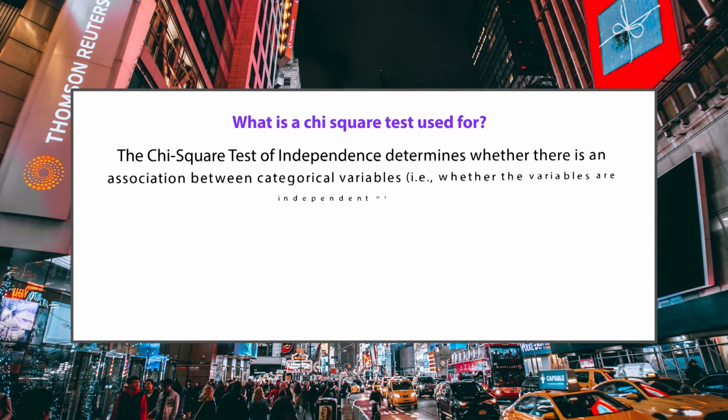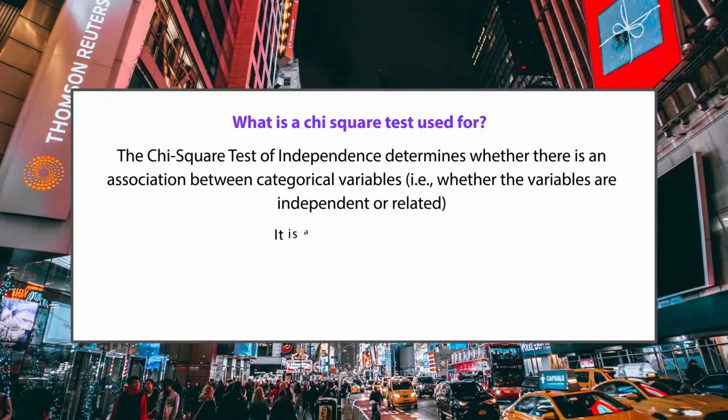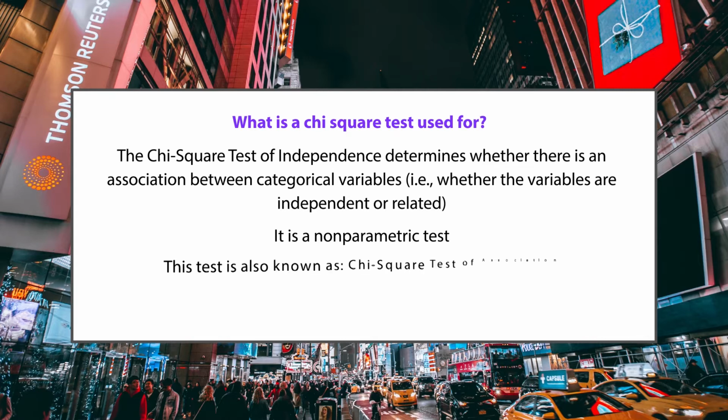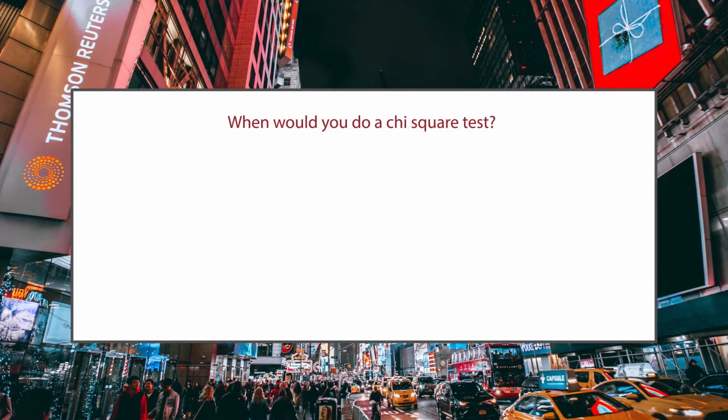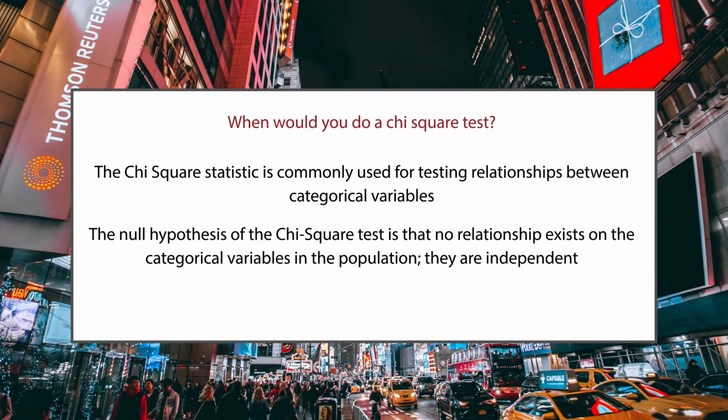Now comes the FAQ, and this is quite important: what is the chi-square test used for? The chi-square test of independence determines whether there is an association between categorical variables, that is, whether the variables are independent or related. It is a non-parametric test. This test is also known as the chi-square test of association. The chi-square statistic is commonly used for testing relationships between categorical variables. The null hypothesis of the chi-square test is that no relationship exists between the categorical variables in the population; they are independent.